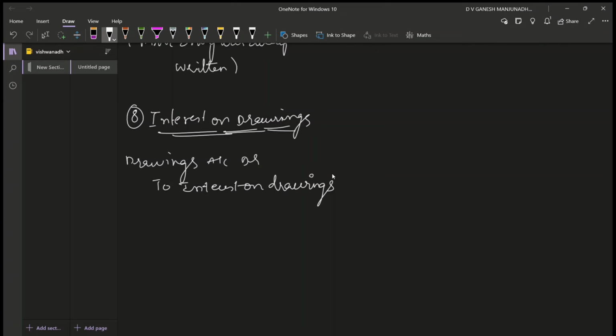To interest on drawings account. Okay, drawings account added to interest on drawings account. Okay, this is the adjustment entry.